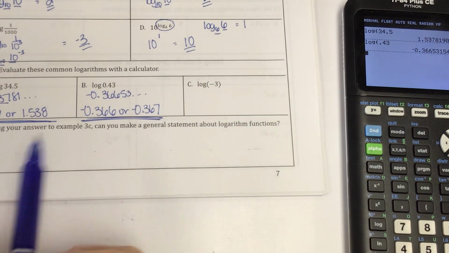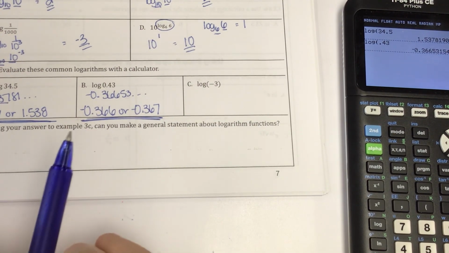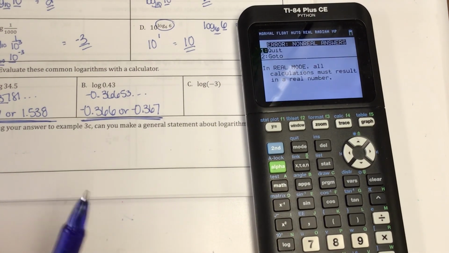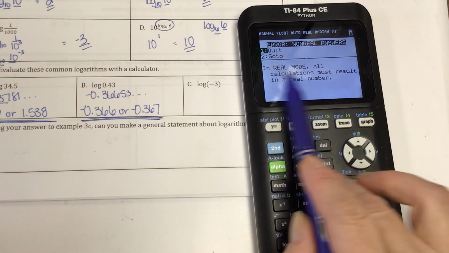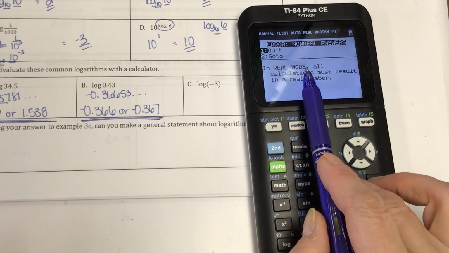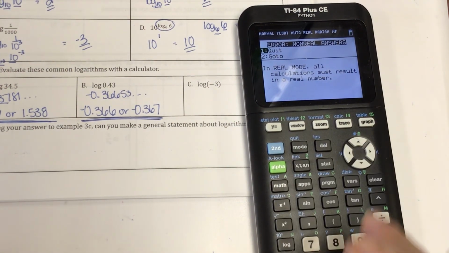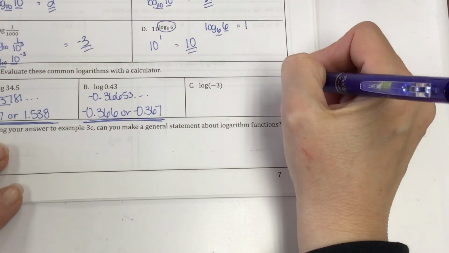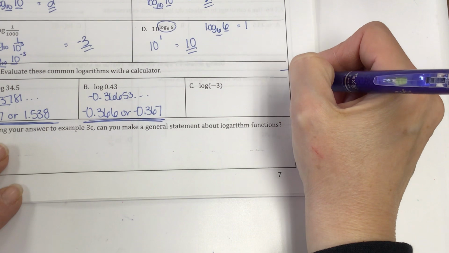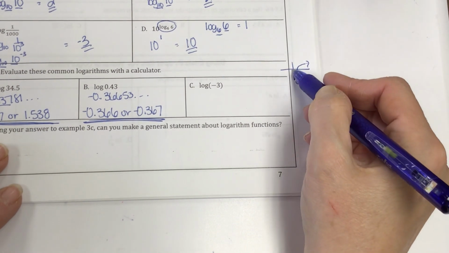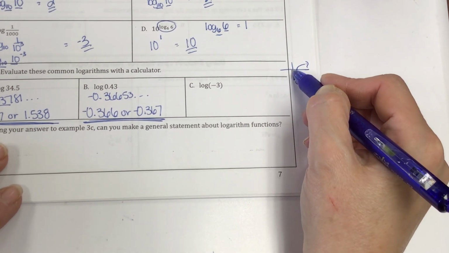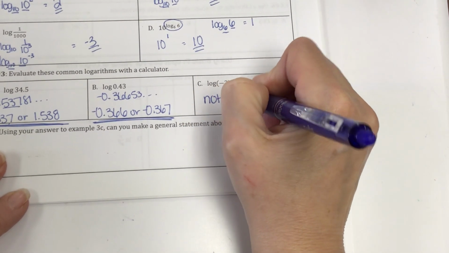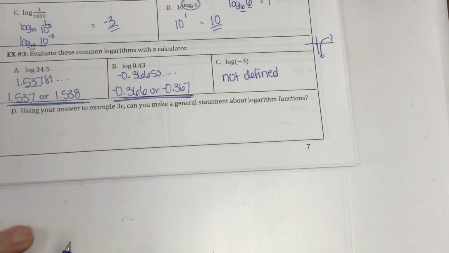What happens with this one? What does it tell you? What does the error say? Yeah, this is not real, right? This is in real mode. And this would be a not real answer. Well, why is that? Think about your graph of a logarithmic function. Does it ever cross where x is 0? No. So it will never be defined if it is negative, correct?